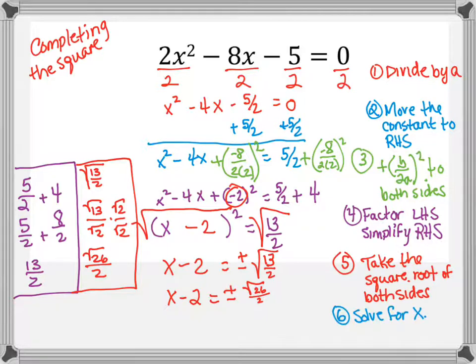Okay, next step, solve for x. We need to get x by itself. We can do that by adding 2 to both sides. So when we have a plus or minus, often we'll put a term that's added or subtracted in front of the plus or minus. So x equals 2 plus or minus the square root of 26 over 2. And that's my solution. I have two answers. One is 2 plus the square root of 26 over 2, and the other one is 2 minus the square root of 26 over 2.